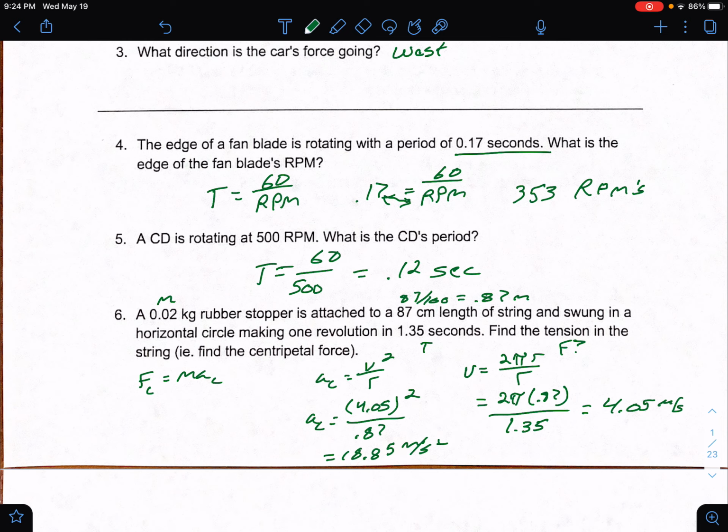Now I can bring this over here to my force equation. This is going to equal my mass, which is 0.02, times my acceleration, which I just got was 18.85 meters per second squared. Multiply that out, and I get a force of 0.377 newtons. And that is my answer to the question right there.